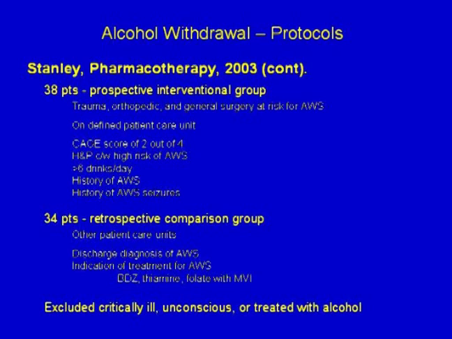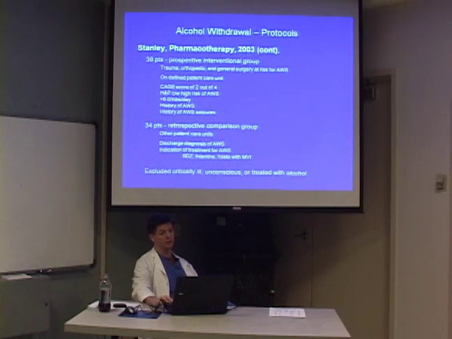So basically, 38 prospective patients falling into the categories that we would like to talk about: trauma, orthopedic, general surgery. They used one particular unit that had trained the staff on that unit, which is a key feature. They used a CAGE score, an H&P, other historical things, particularly up to 6 drinks per day, so that's pretty impressive. They compared this group, in which they used a protocol, which I'll talk about, to a retrospective group. They excluded patients that were particularly sick.